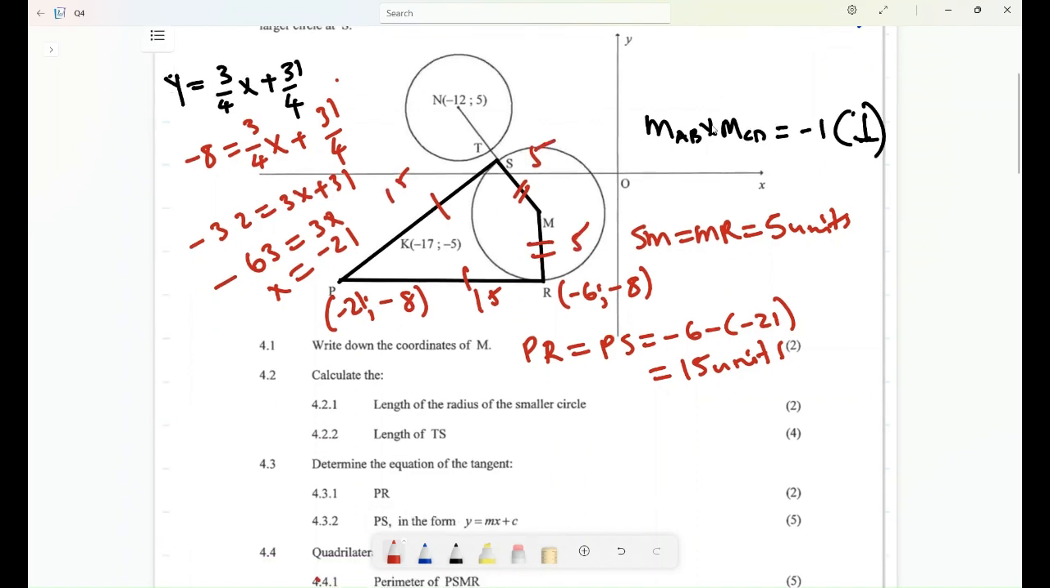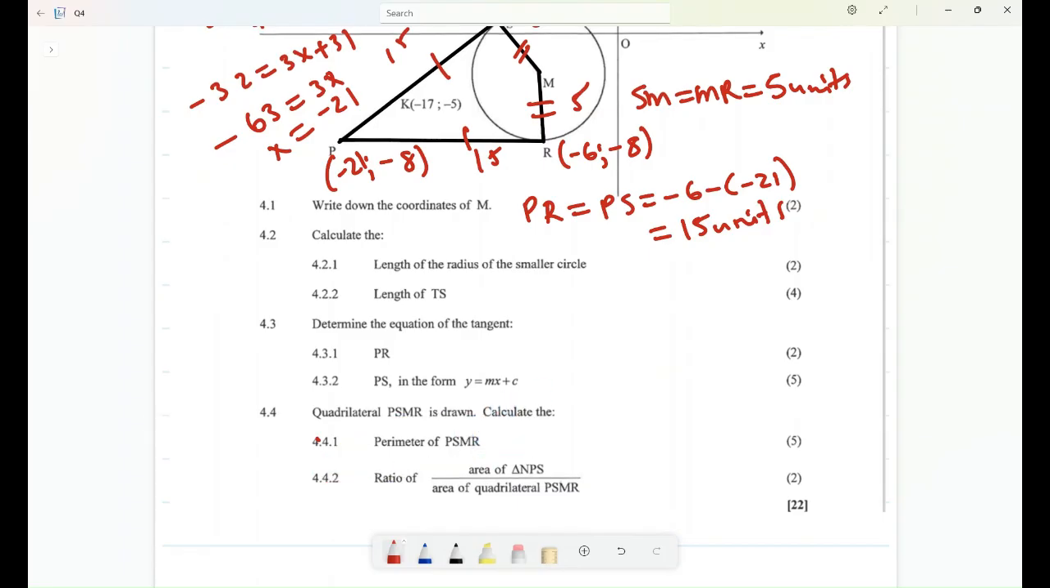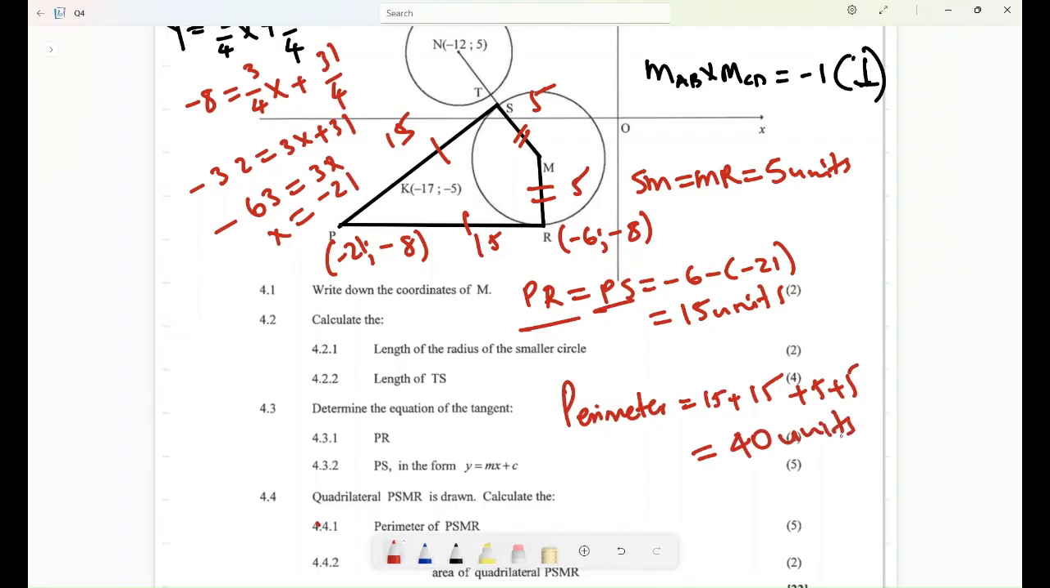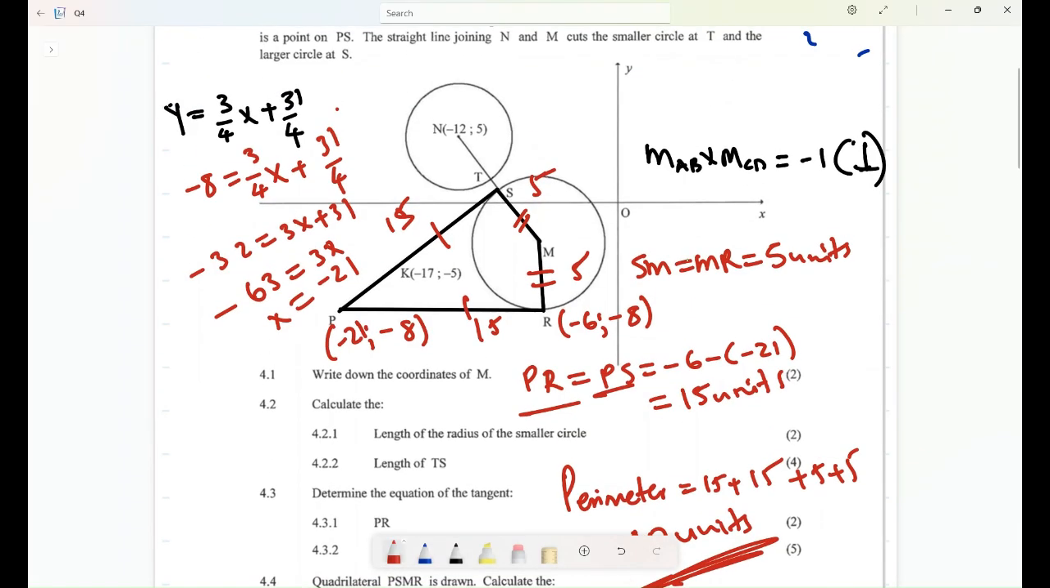Remember, they want the perimeter. So the perimeter is going to be straightforward. The perimeter, just add all the sides. The perimeter will be 15 plus 15, of PR and PS, plus 5 plus 5. Oh, it is not 20, it is 40. 40 units. I want to believe you all see that. That was not that difficult. It was a little bit tricky, but not difficult.